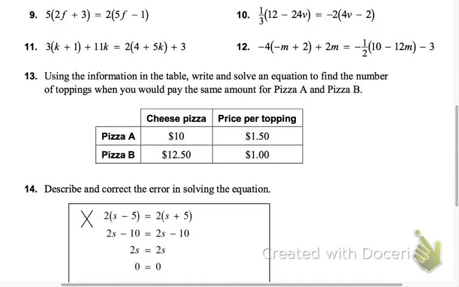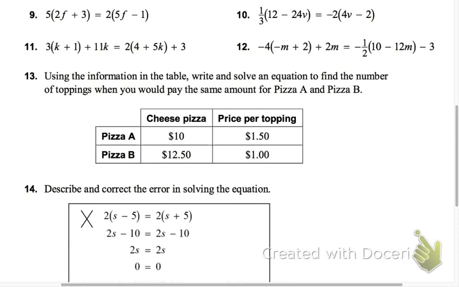That you want to know whenever they're the same. So pizza A, $10 cheese pizza. Pizza B, $12.50 cheese pizza. For me and my household, I would just pay the $10 because my sons and my daughter are just going to eat the cheese pizza. Now, price per topping: $1.50 for pizza A. Price per topping for pizza B is $1.